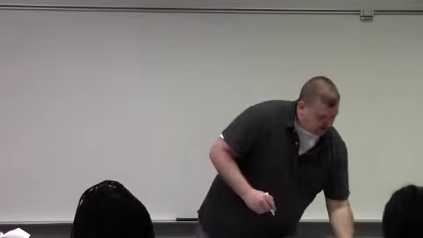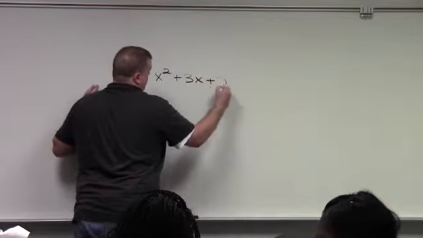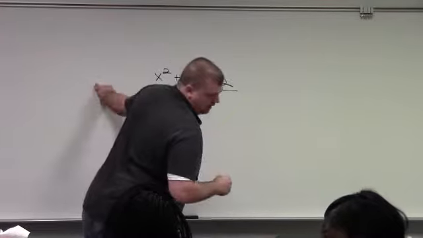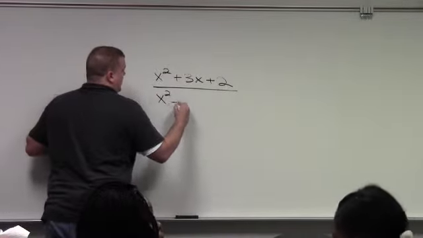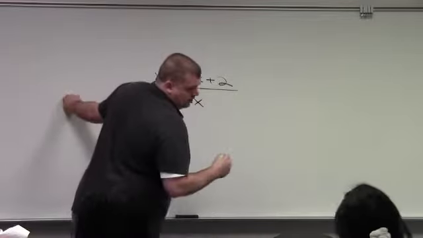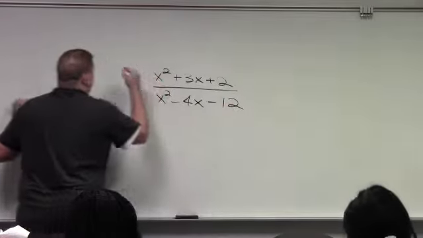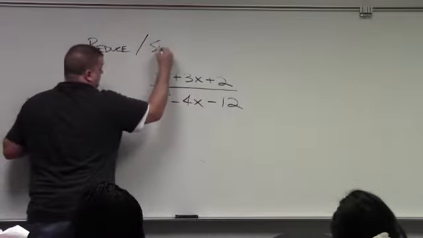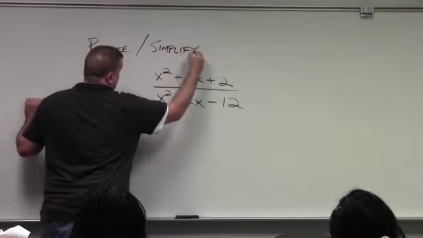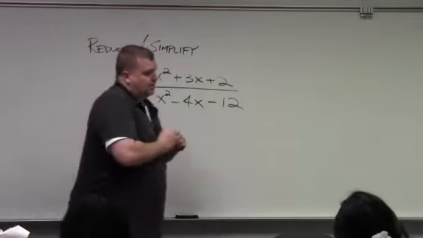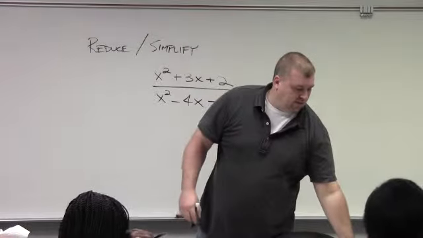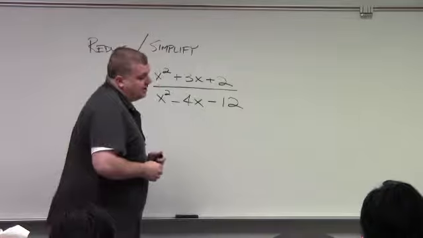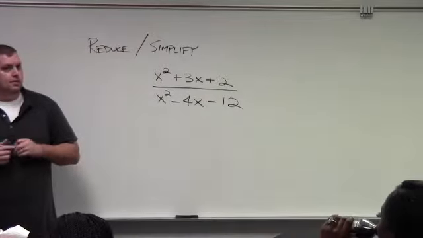Another type of problem is talking about reducing. So let's say you have x squared plus 3x plus 2 over x squared minus 4x minus 12. The directions on this one might say reduce, or it can also say simplify. So if we just have one fraction like that, let's take a look at what it says. It says reduce or simplify. Completely factor numerator and denominator, and then we're going to cancel out common factors.